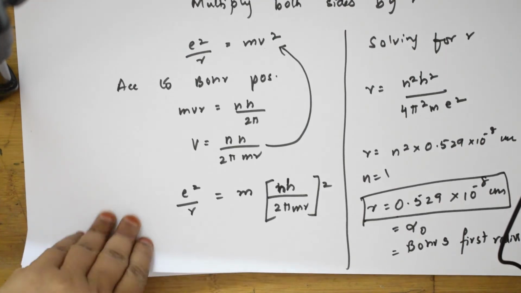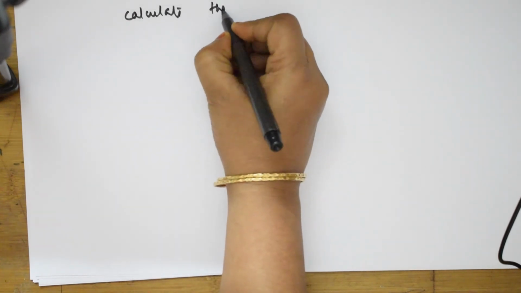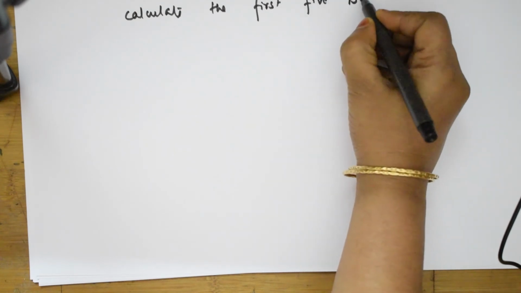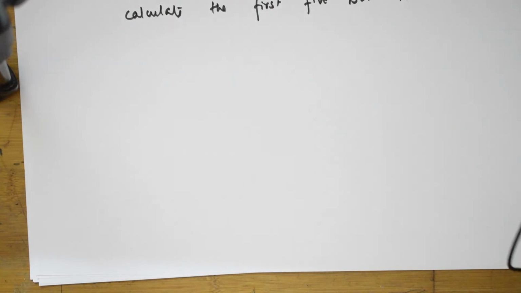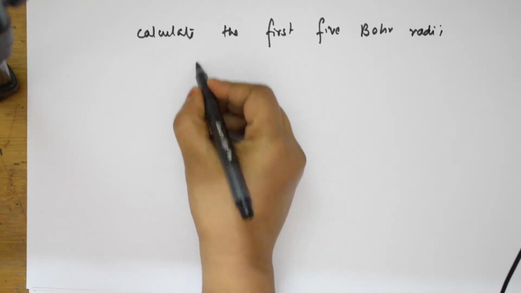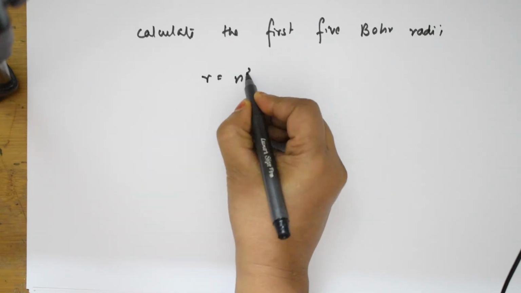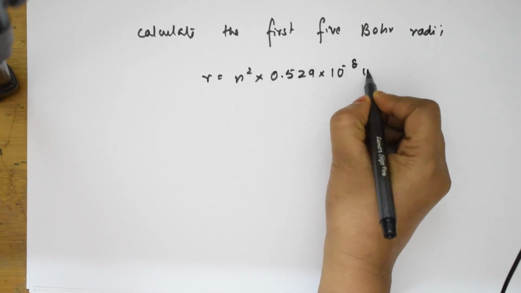So let us do one numerical, and with this your Bohr's atomic model is done. Let us write the numerical. Calculate the first five Bohr's radii. First 5 means n is equal to 1, n is equal to 2, like that. You need to take them and apply in the formula. So what is the equation? The formula is r is equal to n square into 0.529 into 10 raised to the power of minus 8 centimeter.